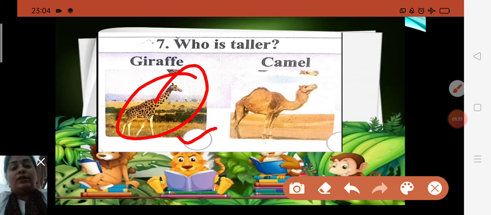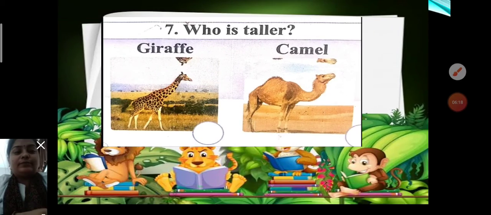But not only taller, we can also compare more than two animals. Because here it is a comparison of only two, that is why we use the comparative degree. We can use the superlative degree also. Why? Because it is the tallest animal among all. So the giraffe is the tallest, and in these two pictures, the giraffe is taller than the camel. Okay, children, now move to the next.